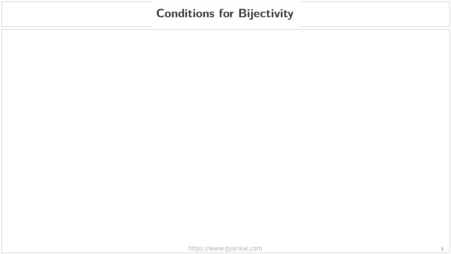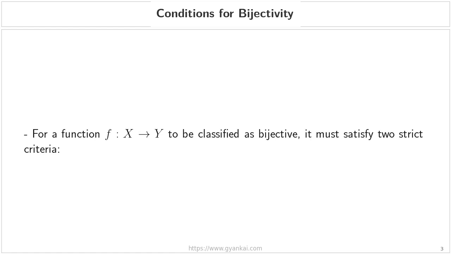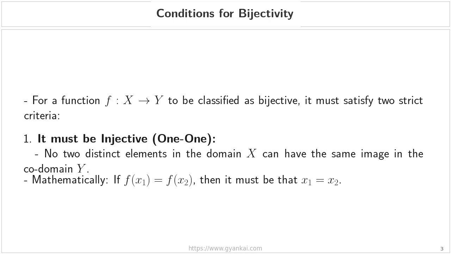Conditions for bijectivity. Now that we have a general understanding of the concept of one-to-one correspondence, let's examine the formal requirements. For a function from set x to set y to be classified as bijective, it must satisfy two strict criteria. First, it must be injective, which is more commonly known as a one-one function. In plain English, this means that no two distinct elements in the domain x can share the same image in the codomain y. Mathematically, we verify this by stating that if f(x1) equals f(x2), then it must be that x1 equals x2. Essentially, every input must have its own unique output.